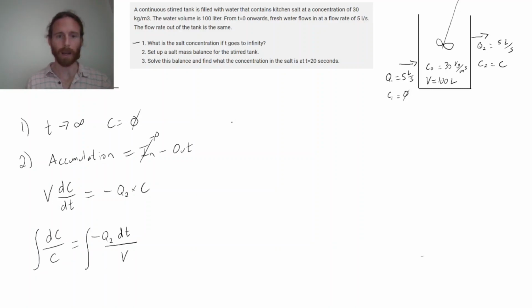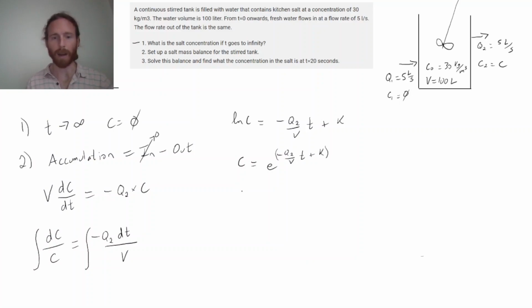We do the integration and we get that the natural logarithm of C equals negative Q2 over V times time plus an integration constant K. Solving for C, C equals e to the power of negative Q2 over V times t plus K. To simplify that, C equals e to the negative Q2 over V times t, times e to the K.